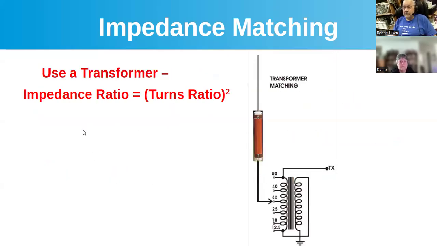Here's an example of using a transformer for matching. Our transmitter is connected into this transformer at one end of the coil, and the antenna is connected to a different tap. It's what we call an autotransformer, and it's going to give us an impedance change from the 50 ohms coming in to some higher value for the antenna. And these taps are on here, so you can pick one of those depending on what ratio you want to get. And it depends on your antenna.